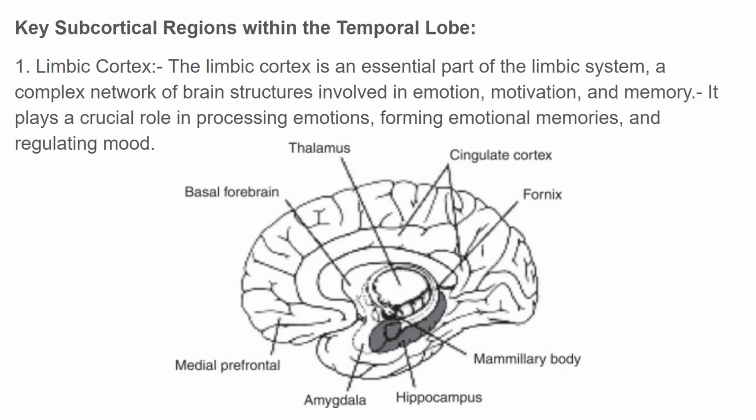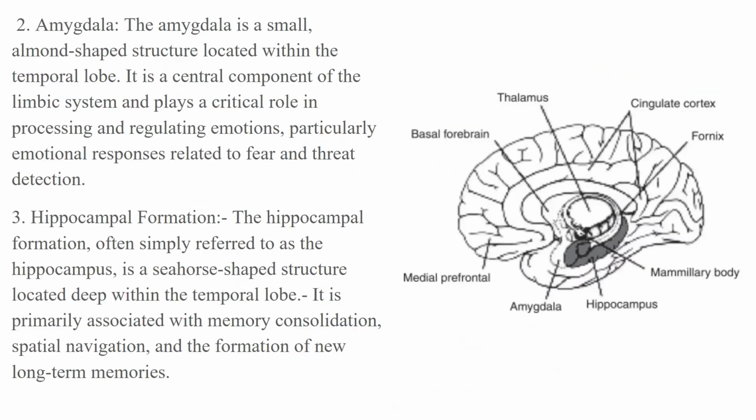Okay. Then moving on to the amygdala. In the picture, you can see where is the amygdala. You can also see where is the hippocampus. So talking about the amygdala, it is a small almond-shaped structure located within the temporal lobe, and it is a central component of the limbic system. It plays a critical role in processing and regulating emotions, particularly emotional responses related to fear and threat detection.